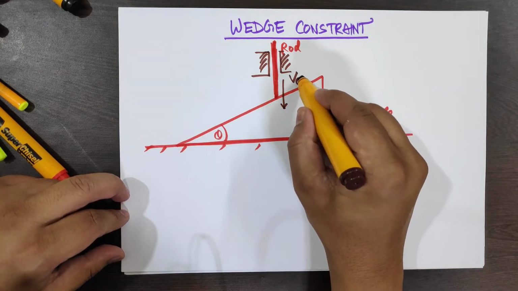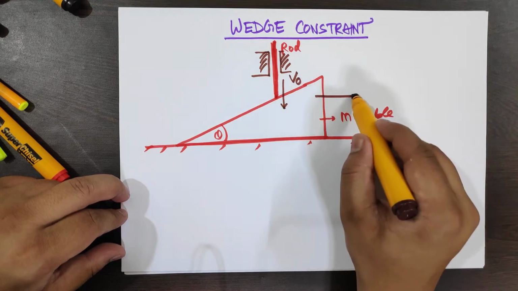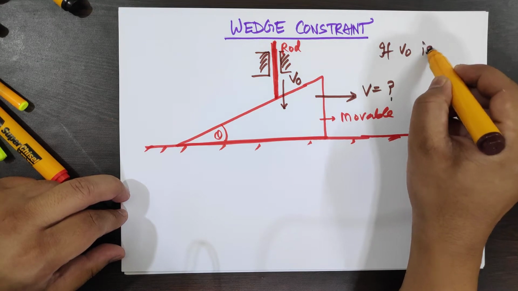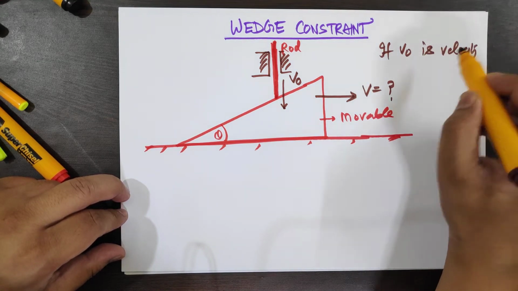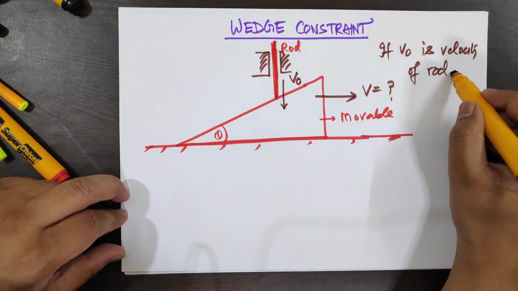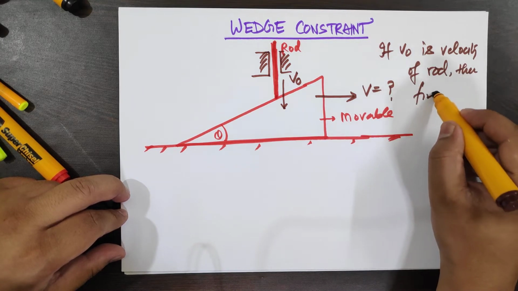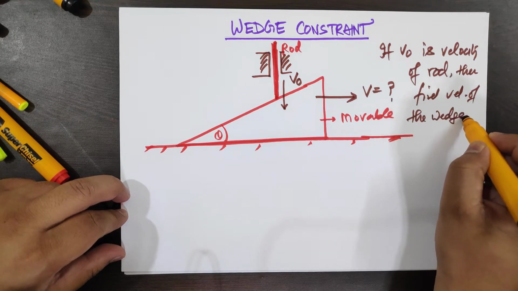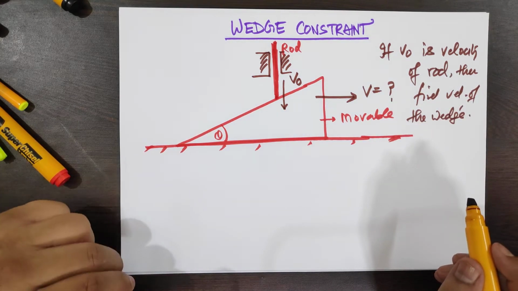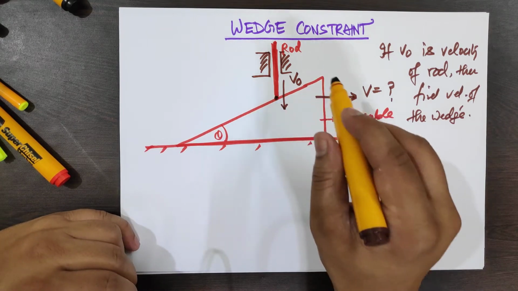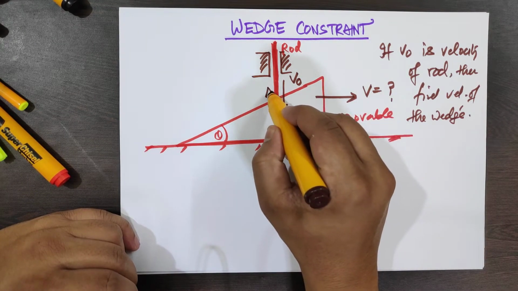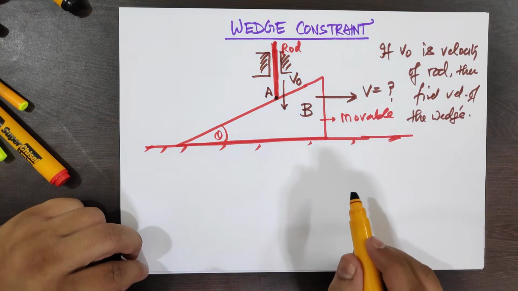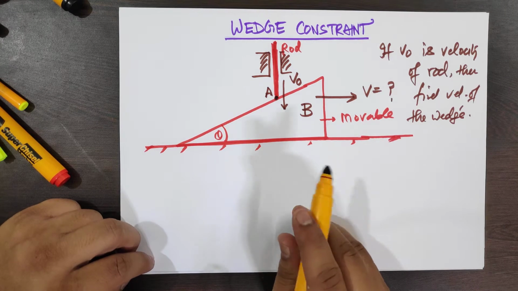So if V0 is the velocity of the rod, what will be the velocity of the wedge? Find the velocity of the wedge. This can be solved in various ways. Suppose you consider this point on the end of the rod as A and the wedge as B. Now you can apply relative motion here.